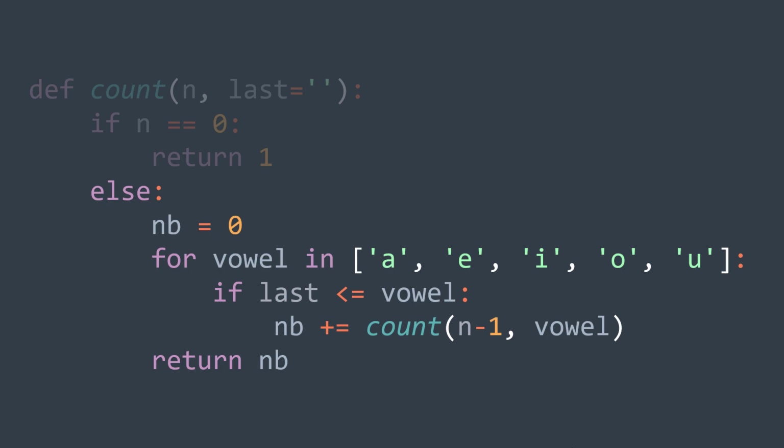You can also notice that we're adding the result to a variable because the number of valid strings is the number of valid strings when we add an A, the number of valid strings when we add an E, and so on. This is why we're doing the sum.